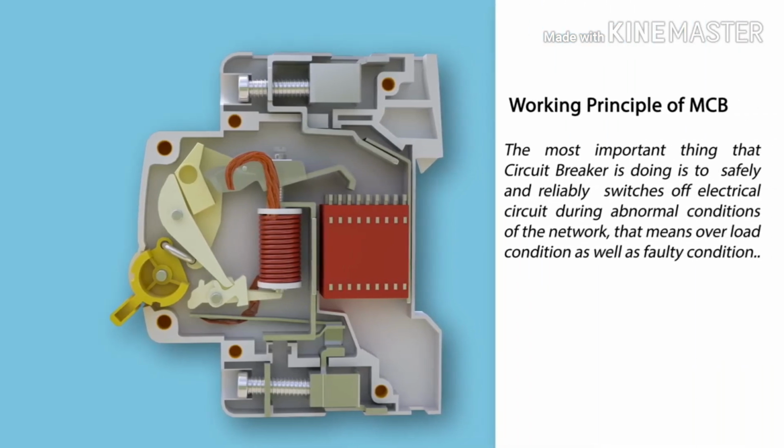Working principle of circuit breaker. The most important thing that a circuit breaker is doing is to safely and reliably switch off the electrical circuit during abnormal conditions of the network, that means overload condition as well as faulty condition.